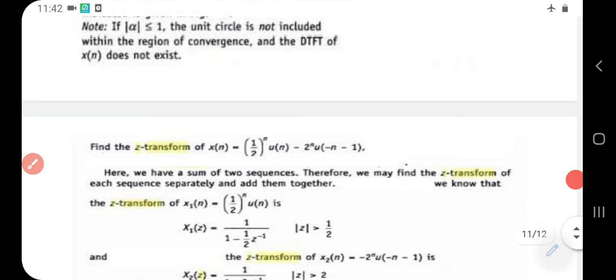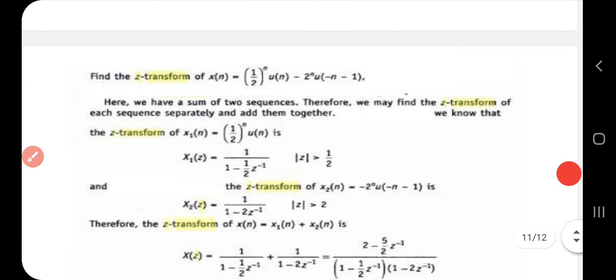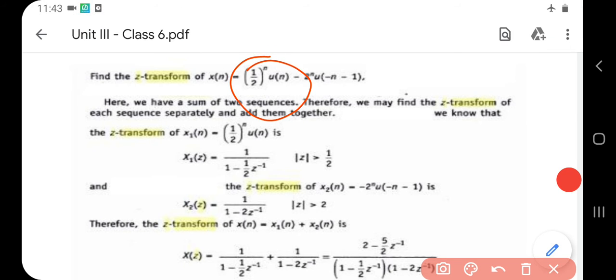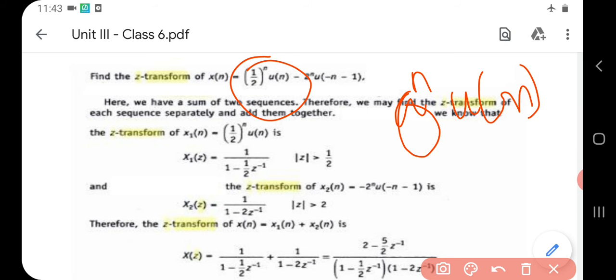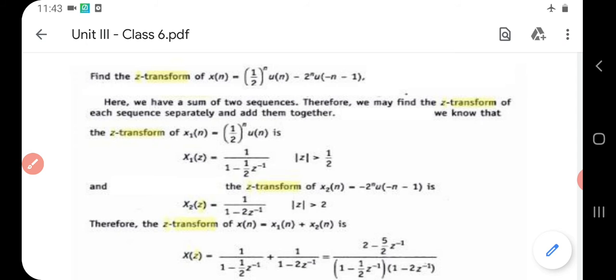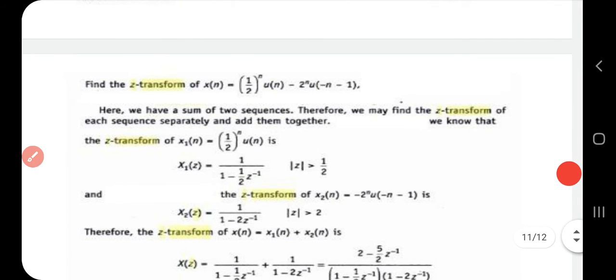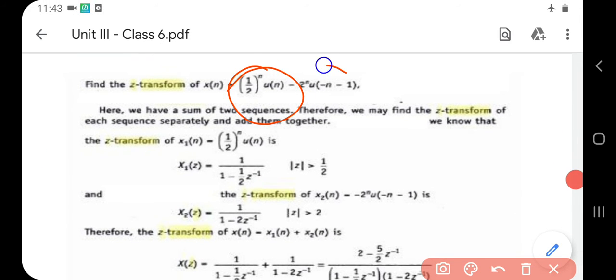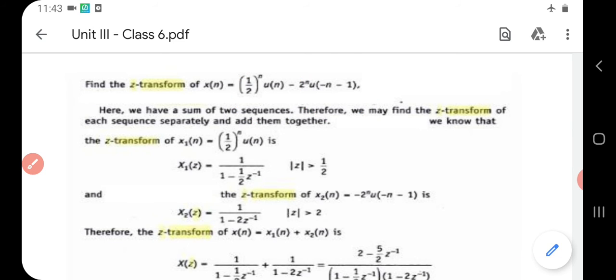Then another question: find the Z transform of x of n equal to 1 by 2 whole raised to n u of n, minus 2 raised to n u of minus n minus 1. This first one is of the a raised to n u of n form. Here a is 1 by 2, so you know the formula and you can substitute there. So you have to find the Z transform of this part, then the other part, and then subtract it. So what is this particular form?